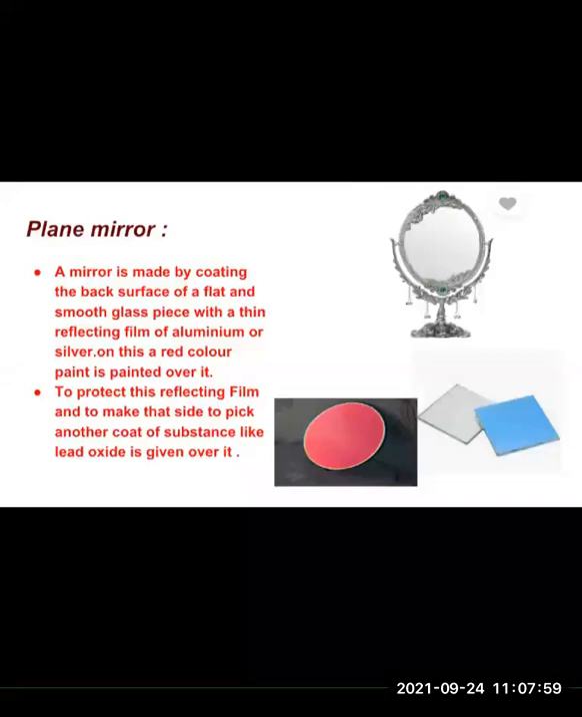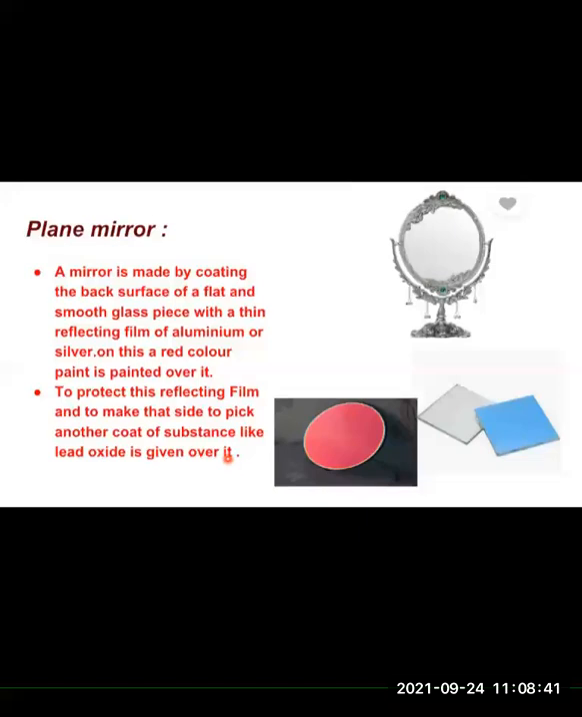A mirror is made by coating the surface of a flat and smooth glass piece with a thin reflecting film of aluminum or silver. On this, a red color paint is applied. To protect this reflecting film, another coat of a substance, lead oxide, is given over it. So you can see how a mirror is made.